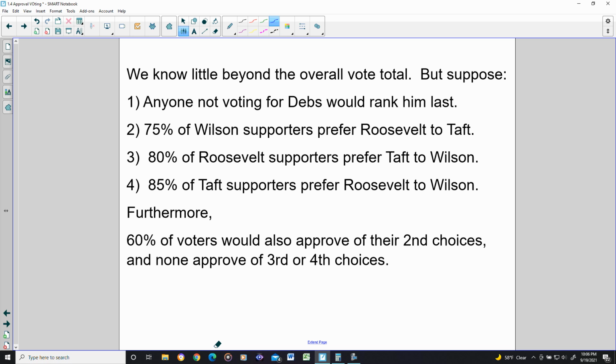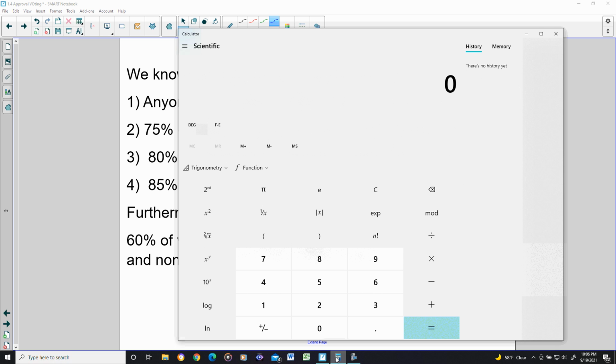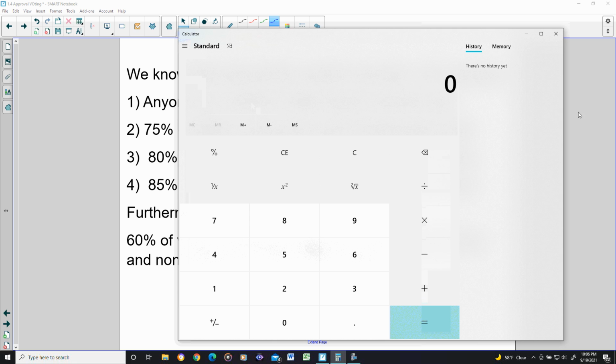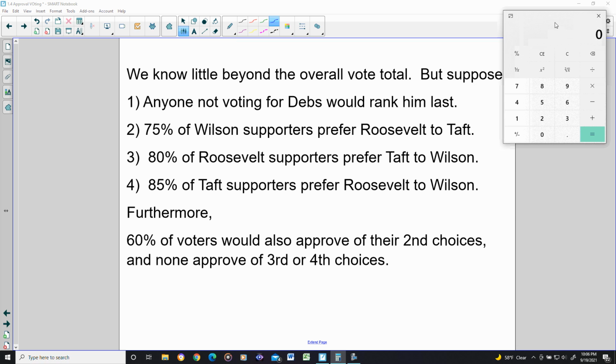Furthermore, we'll talk about approval choices in a bit. 60% of voters approve of their second choice, none approve of their third or fourth choice. So our next goal is going to be to try to build a ranked choice table based on this. All right, seems like a lot, but that's why we have a trusty calculator here. For this, we don't have to worry about the big calculator. I'll just go to a standard, small calculator there.